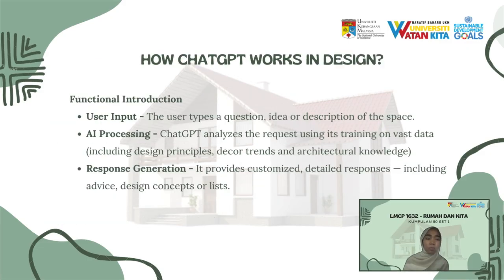So how does ChatGPT work in design? The process is simple. Users need to give their input, such as a room description or ideas. ChatGPT analyzes the information using its knowledge of design principles and trends, and then generates a tailored suggestion such as layout advice, color palettes, or functional improvements.